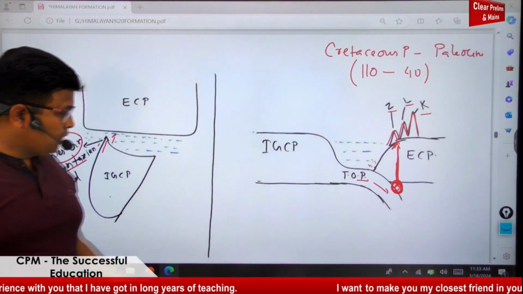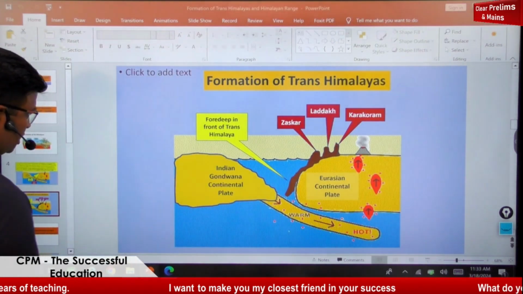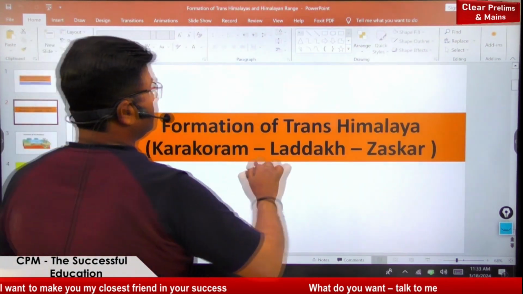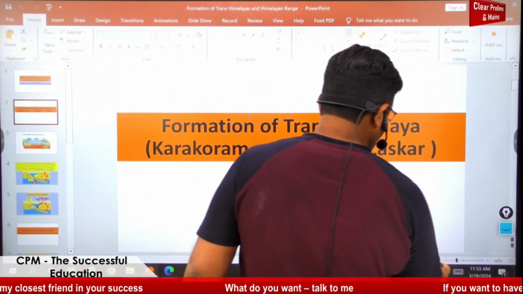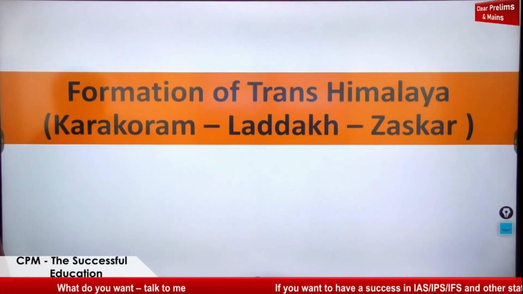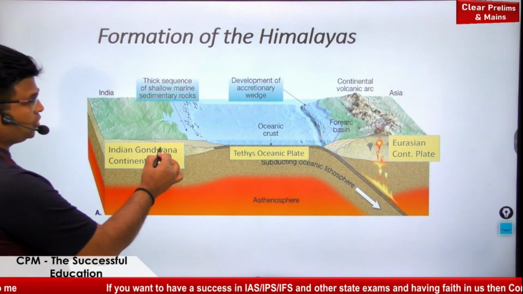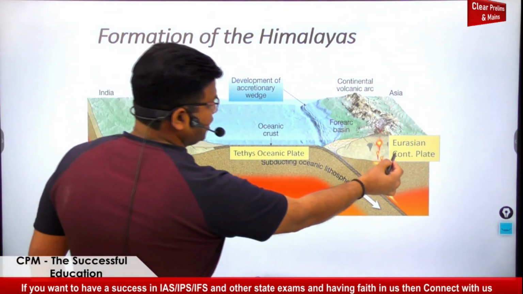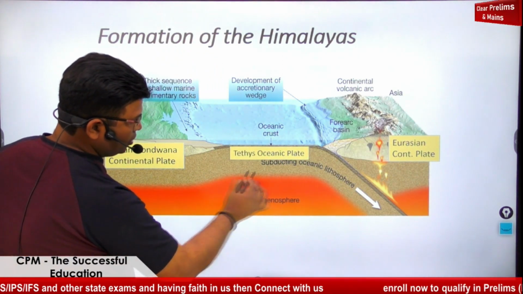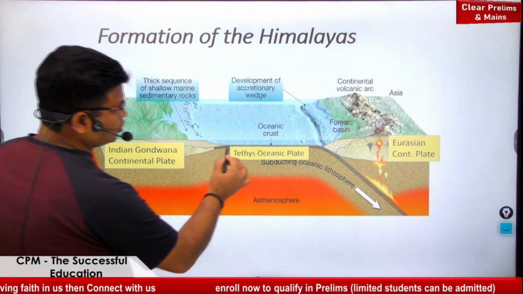Understood it? Now I am going to show you this picture again, and watch it very carefully. We are going to see the formation of the Trans Himalayas and Karakoram, Ladakh and Zaskar. Here you can see the Indian Gondwana continental plate, the Eurasian continental plate and the Tethys oceanic plate, floating over the asthenosphere. Here the Tethys oceanic plate is subducting below.